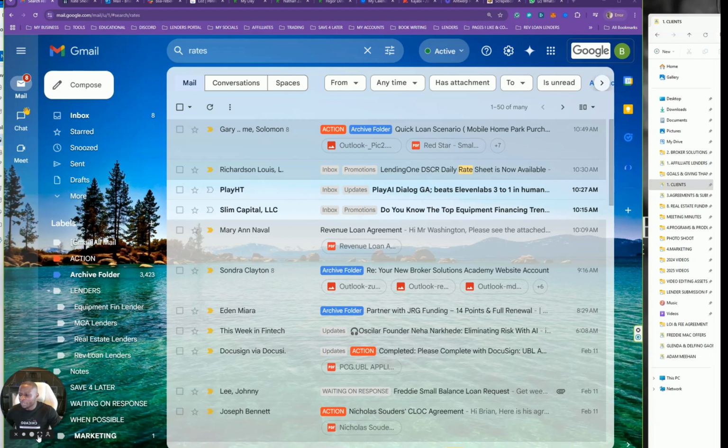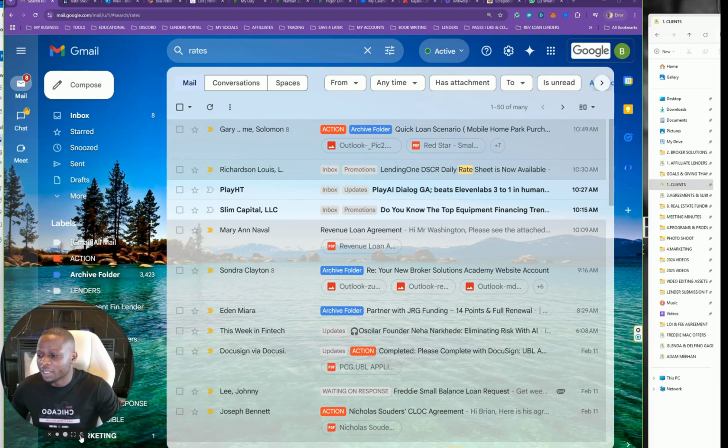Today we're going to talk about how to read rate sheets. This is something critically important that every single mortgage broker, loan broker, or whatever you want to call yourself should know. As I always say, any real business loan broker, not a glorified referral agent, should understand how to read rate sheets. So we're going to start off there.